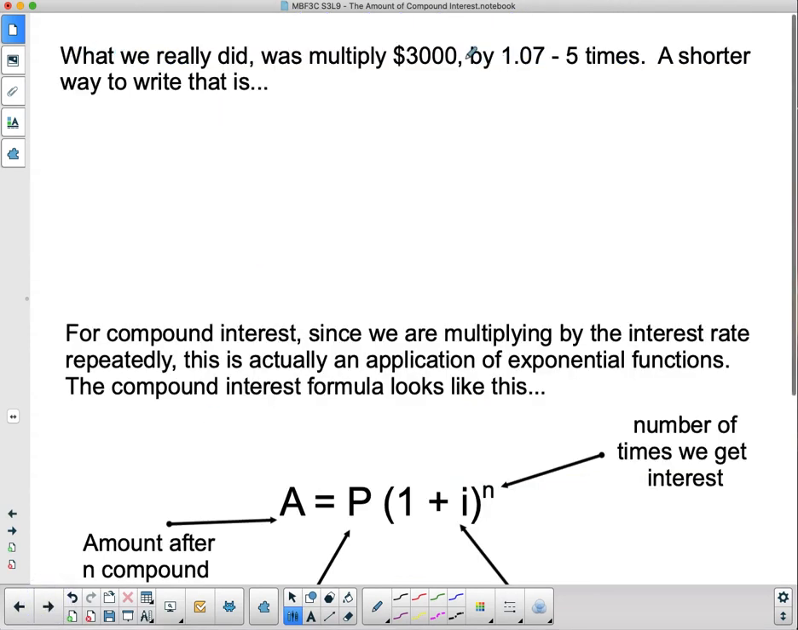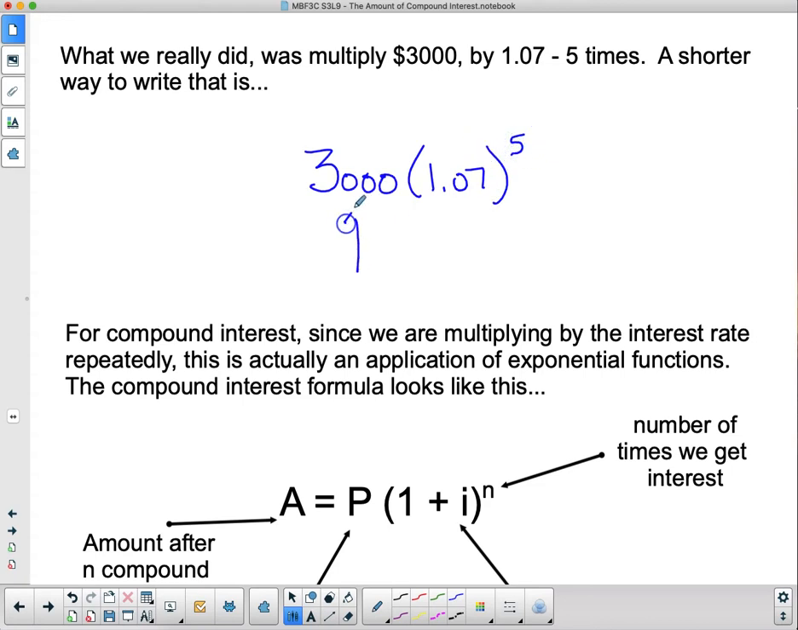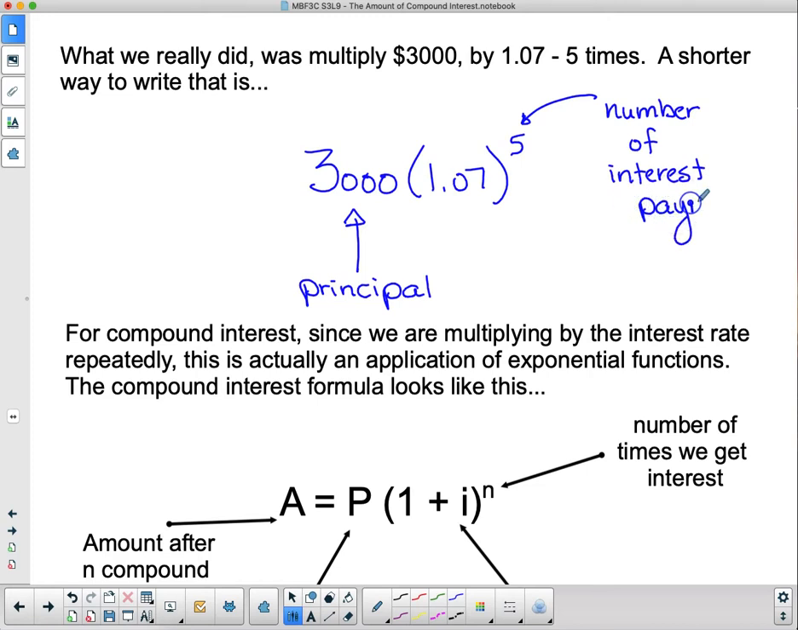So what we really did was multiply 3,000 by 1.07 5 times. So a shorter way to write that is what we did before, 3,000 times 1.07 5 times, where this here is the principal, this here is the number of interest payments, and this here was 1 plus the interest rate.